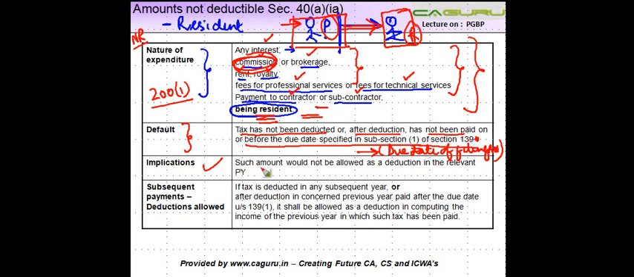The consequences are such amount will not be allowed as a deduction in the relevant previous year. So if you are deducting tax in financial year 2011-12, this amount is not going to be allowed as a deduction to you. Subsequent payments, deductions allowed.